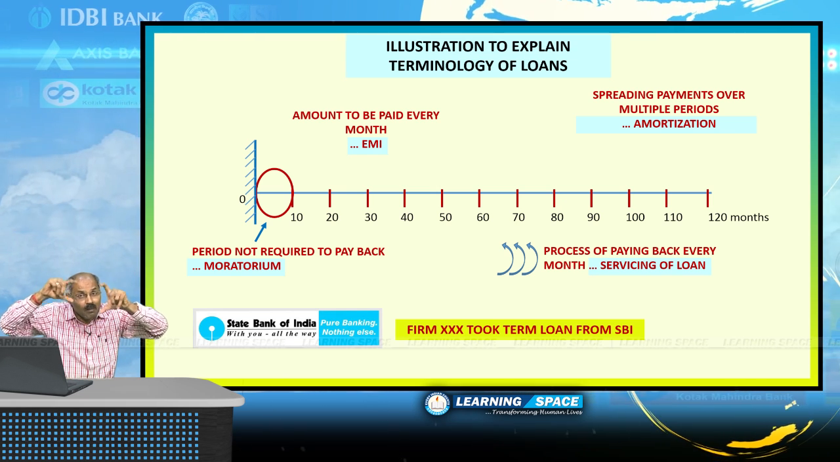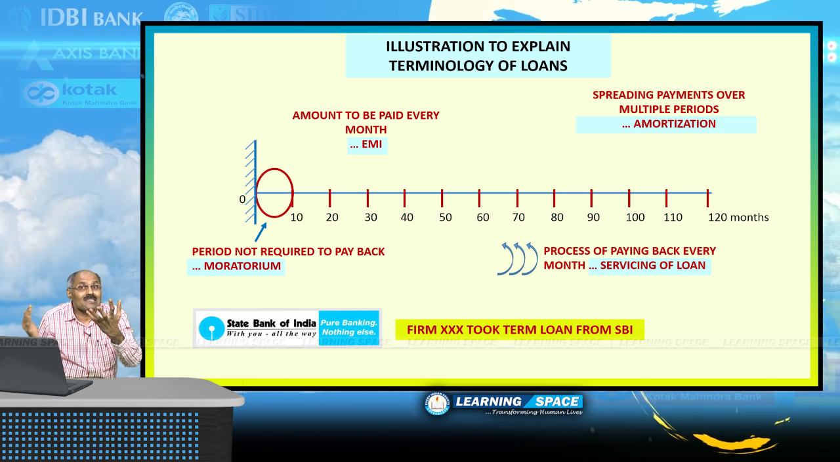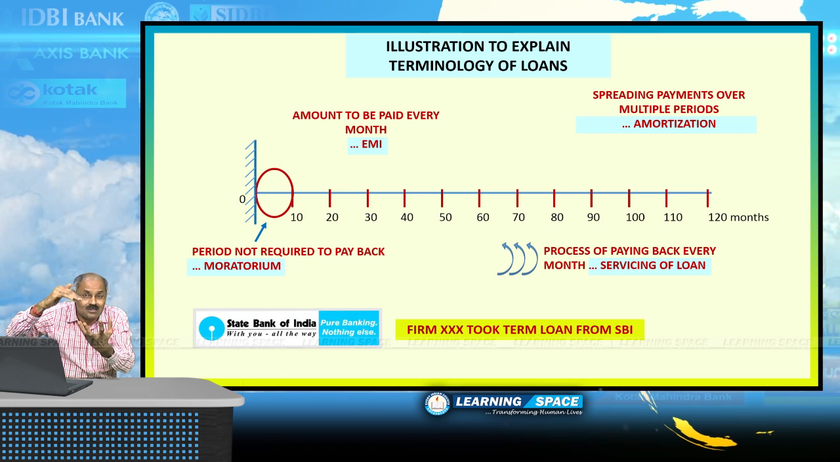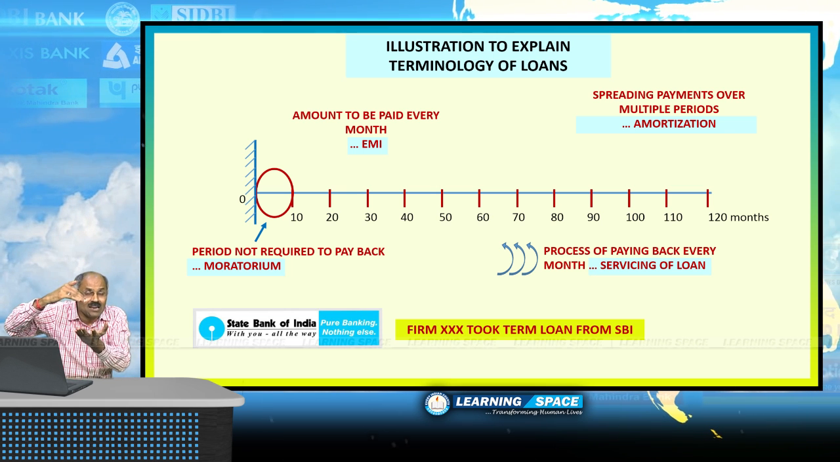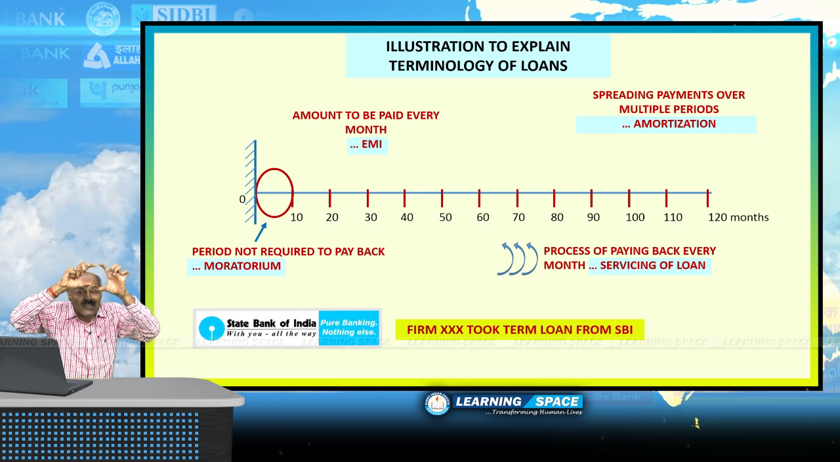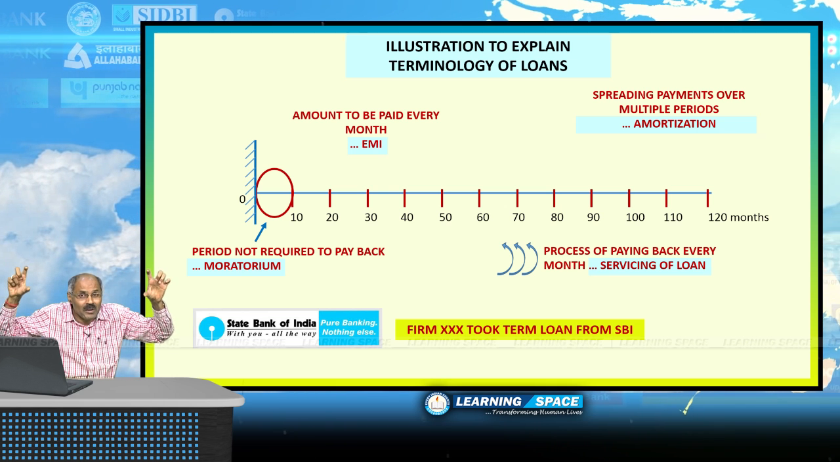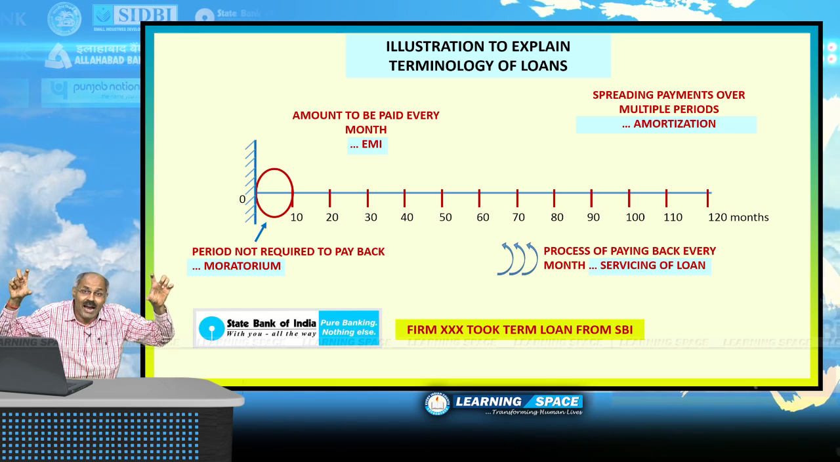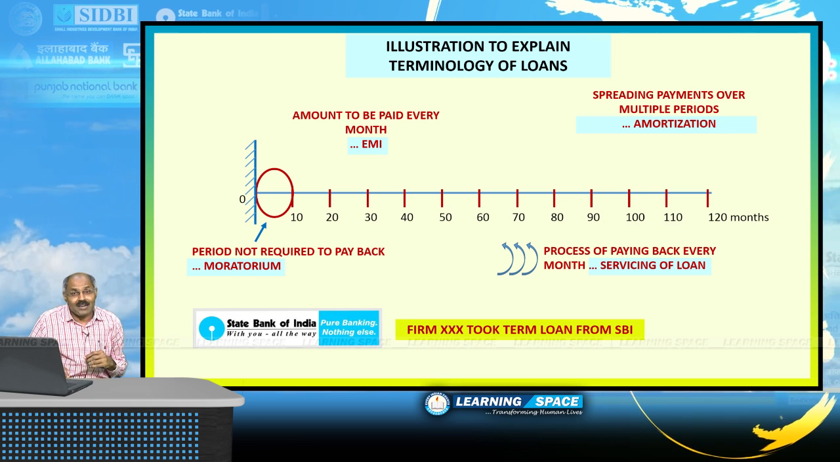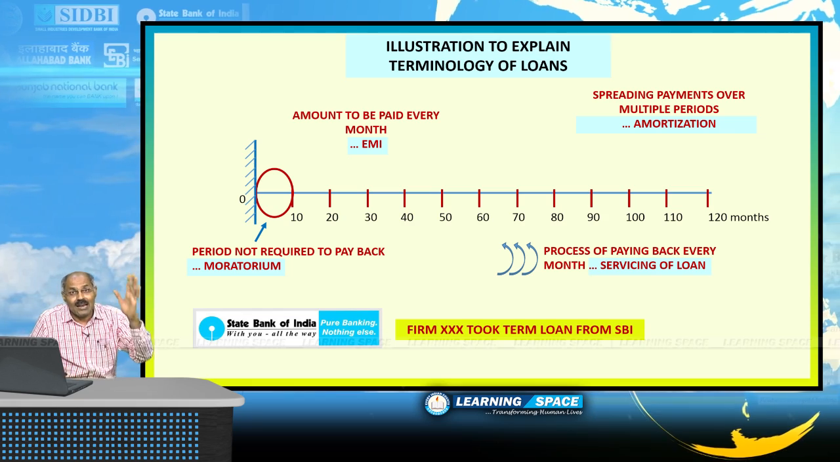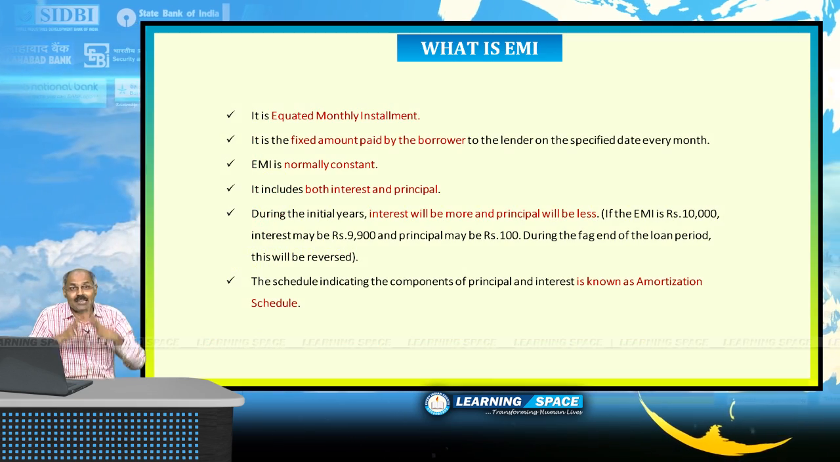The amount to be paid every month is the equated monthly installment. The process of paying back every month is servicing of loan. Spreading the amount throughout the loan period, indicating principal and interest, is amortization. I hope these terms are clear to you, and let us move on to what is EMI.